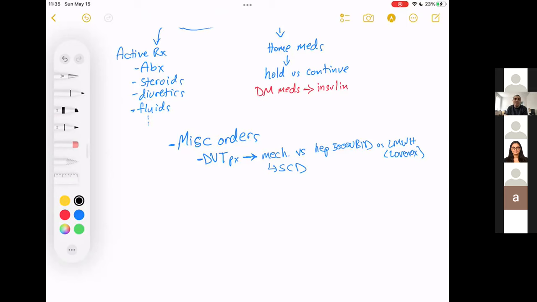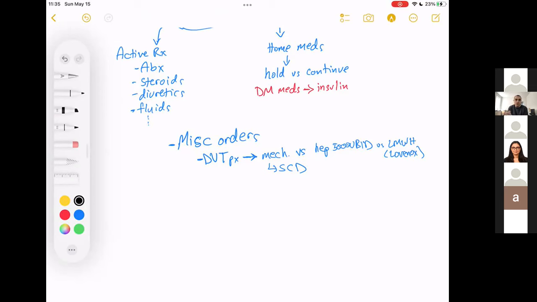The only problem is it's annoying. Sequential compression devices are annoying for the patient. They have to be tied in bed. They don't like it. They want to move around. They can't. So really try to avoid using SCDs. Try to use the heparin or low molecular weight heparin.